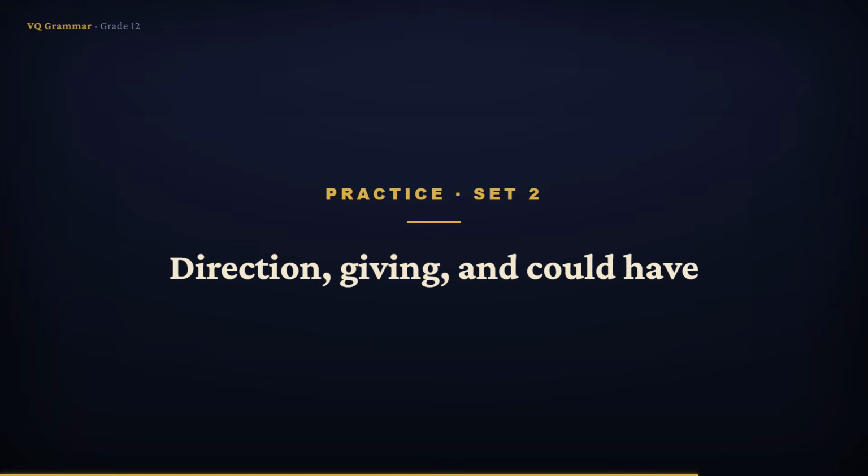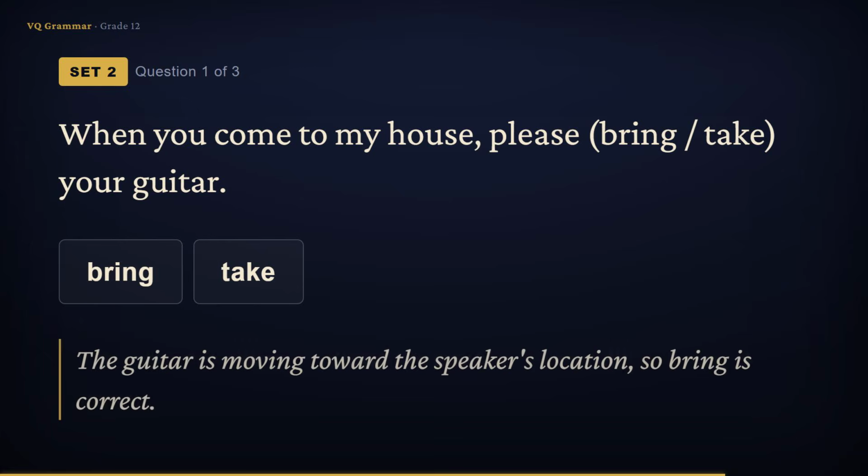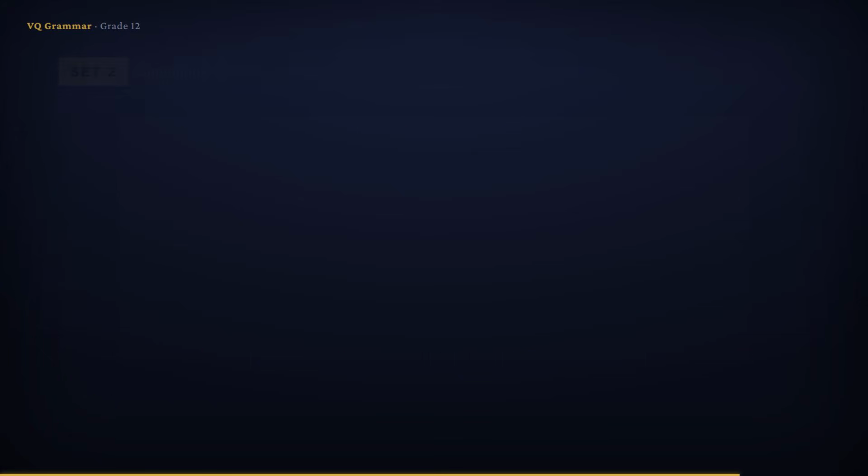Now the second set. These sentences turn on direction, on who gives and who takes, and on that stubborn could of trap. Same routine. Read, choose, and pause before I answer. When you come to my house, please blank your guitar. Bring or take? The guitar is moving toward the speaker, coming to where I am. Movement toward the speaker is bring. When you come to my house, please bring your guitar.